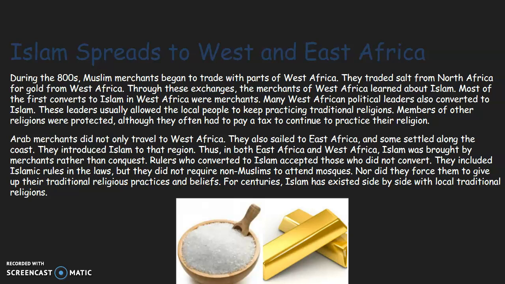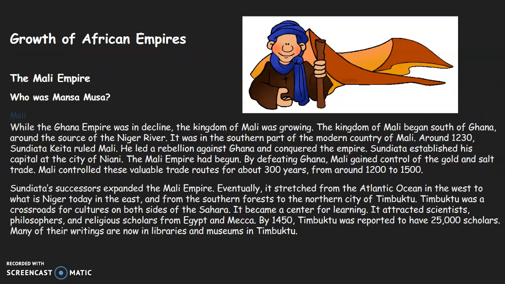Rulers who converted to Islam accepted those who did not convert. They included Islamic rules in the laws, but they did not require non-Muslims to attend mosques, nor did they force them to give up their traditional religious practices and beliefs. For centuries, Islam has existed side by side with local and traditional religions.